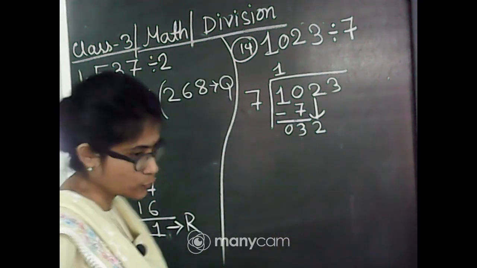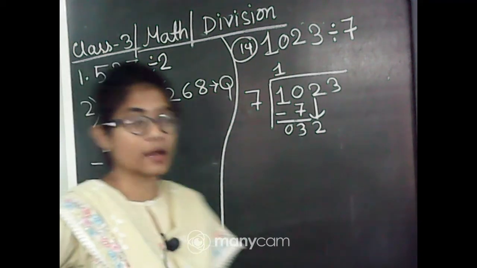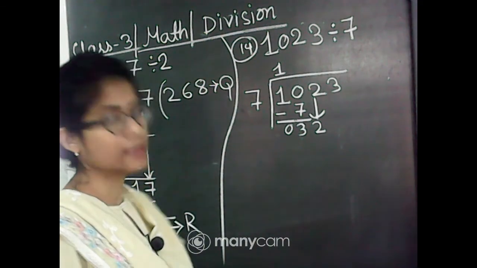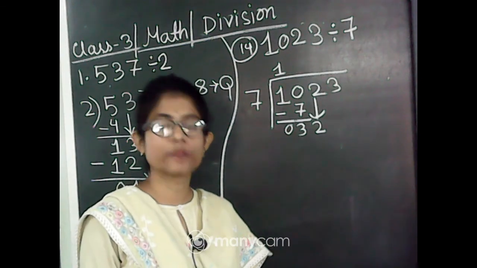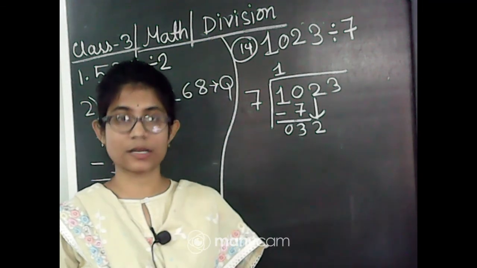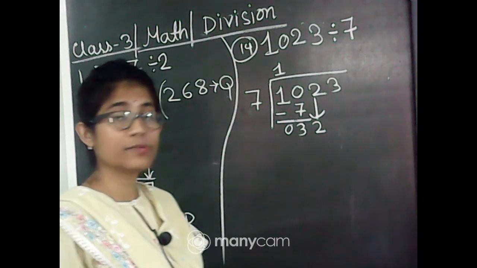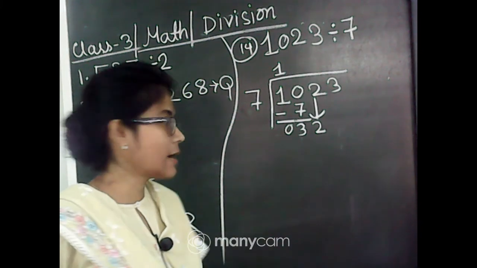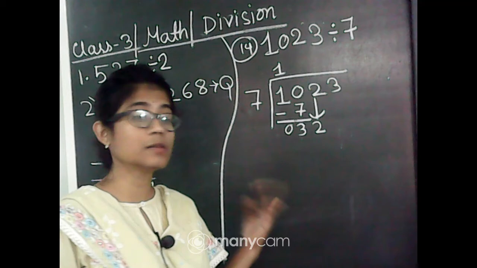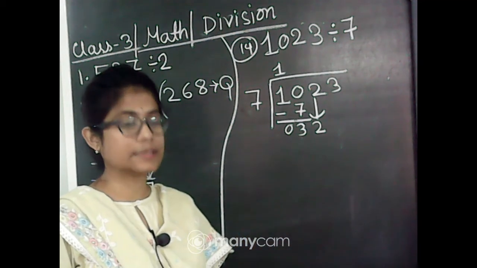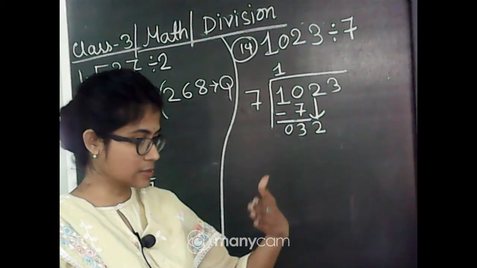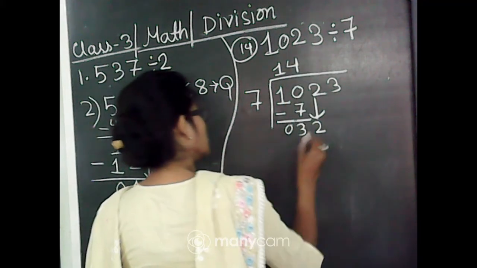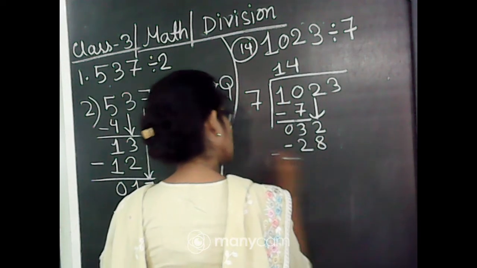Now it makes 32. Now 32 is bigger than 7. Okay. Now 7 twos are 14, 7 threes are 21, 7 fours are 28, 7 fives are 35. Now 35 is bigger than 32. So we will take the previous number, one step previous, which is 7 fours are 28. Okay. Now we will subtract.